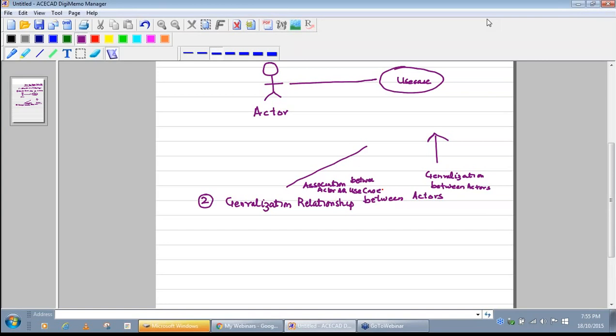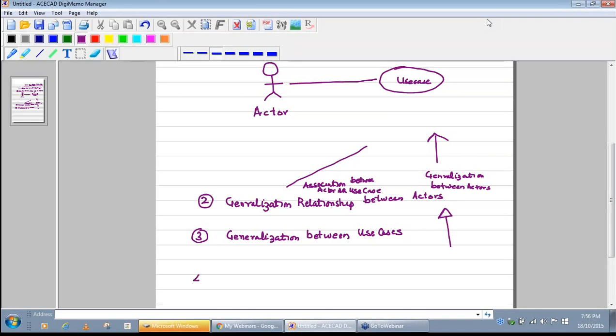The third relationship is generalization relationship between use cases. So I will write down the name of the third relationship. It is generalization between use cases. The notation for generalization relationship is an arrow like this. We will be learning about all these relationships in a while.